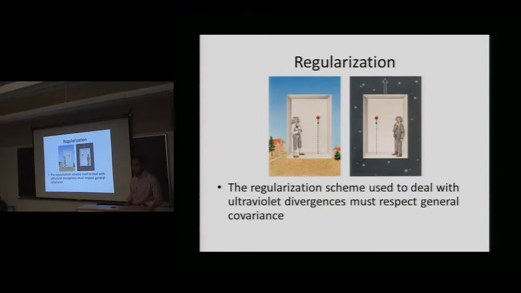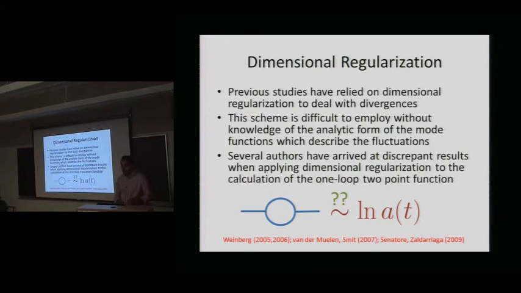The regularization scheme we use had better not violate general covariance. After all, general covariance is just a mathematical implementation of the principle of equivalence, and so this regulator scheme had better not spoil the equivalence principle. Past studies of this problem have relied on dimensional regularization, which is generally covariant, but it has some problems. Specifically, if you don't know the analytic form of the wave function, dimensional regularization is very difficult to employ because what you need to do is analytically continue your solutions from an arbitrary number of dimensions. If you only have numerical solutions, you can't do that very easily.